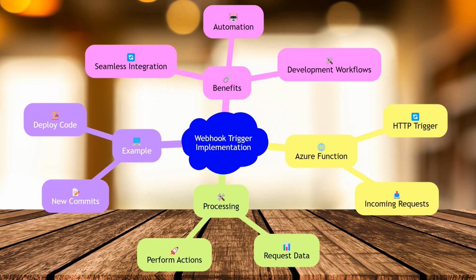To implement a webhook trigger, you need to create an HTTP-triggered Azure function that listens for incoming HTTP requests. The function can then process the request data and perform the necessary actions. For example, you could create a webhook-triggered function that listens for new commits in a GitHub repository and automatically deploys the updated code to a staging environment. This allows for seamless integration and automation of development workflows.